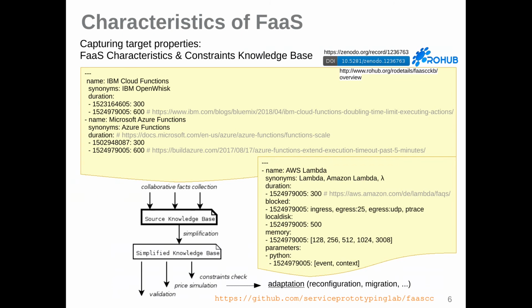We have turned that into a knowledge base called the FaaS characteristics and constraints knowledge base, which is published on several open data sites. So again, we have a GitHub link for you to download the latest version.